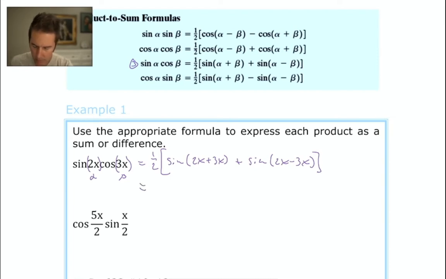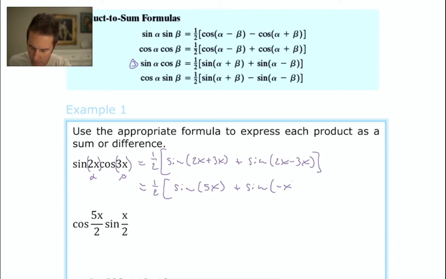If I were doing this on a quiz or a test, maybe I wouldn't actually write all of those out. I would just write down the solutions. But for the purposes of being introduced to this material, I'm writing it all out. There's the 1/2 again, and now I have a sine 5x plus sine of negative x.